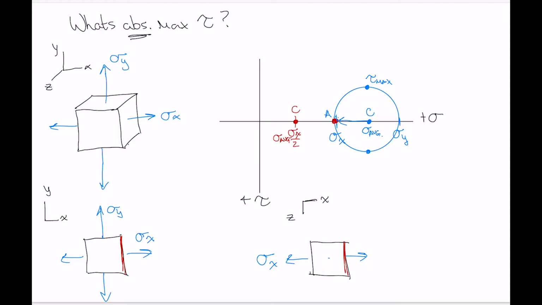I could do a better job of doing that and not have it be so cramped. Okay, there's sigma average equals sigma x divided by 2. And our circle extends from point A through the origin and back around. There we go. Here's our radius r.